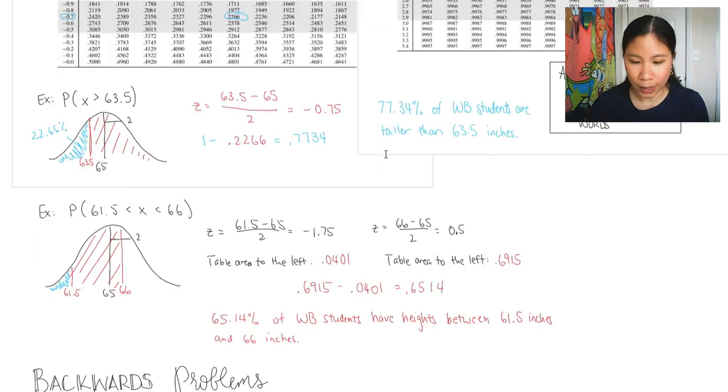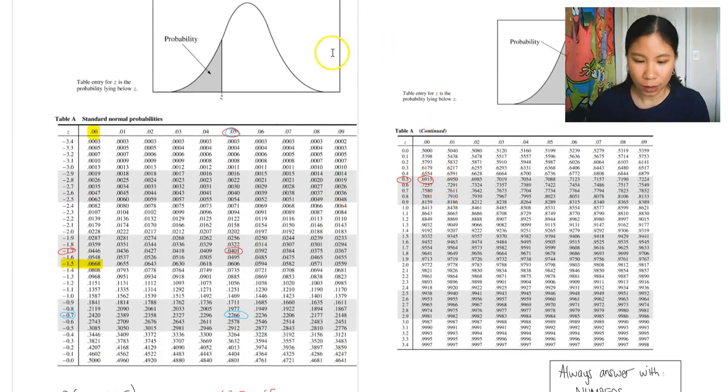When you look back at your tables, hopefully you see that we should be on the positive side of table A, because we have shaded more than 50% of our normal curve, which means that your z-score should be positive.